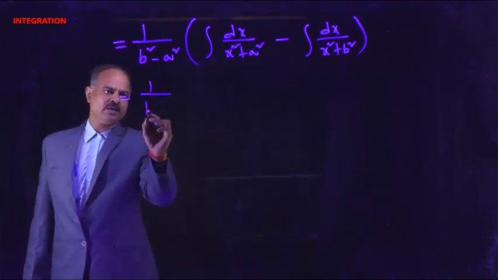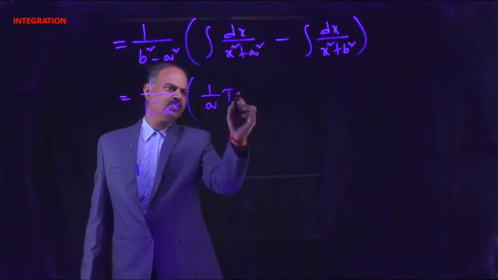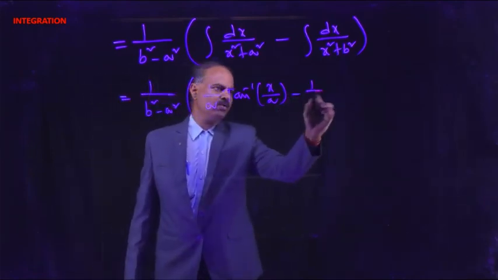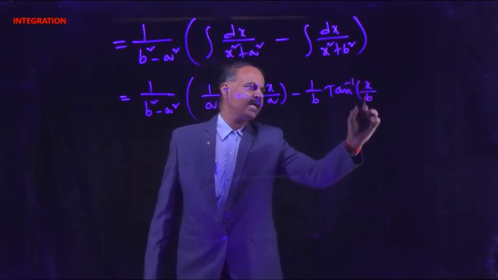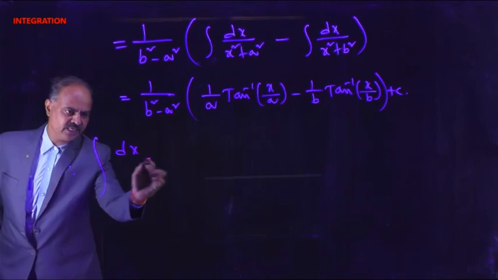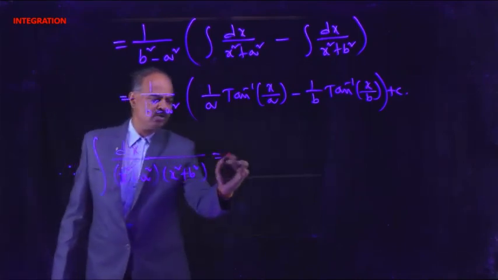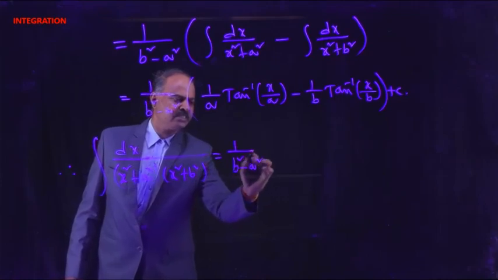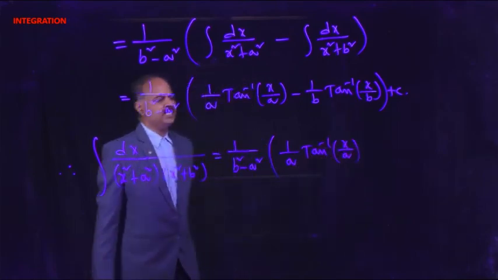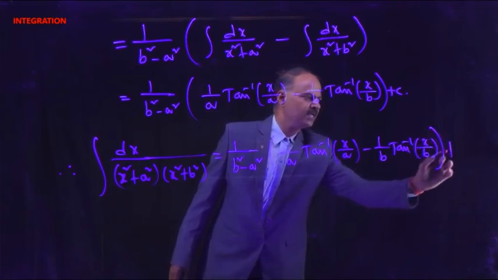Now this is equal to 1 by (b square minus a square) into integral dx by (x square plus a square), that is equal to 1 by a into tan inverse x by a, minus integral dx by (x square plus b square), equal to 1 by b into tan inverse x by b, plus integration constant C. Therefore integral dx by (x square plus a square) into (x square plus b square) is equal to 1 by (b square minus a square) into [1 by a into tan inverse x by a minus 1 by b into tan inverse x by b] plus integration constant C.